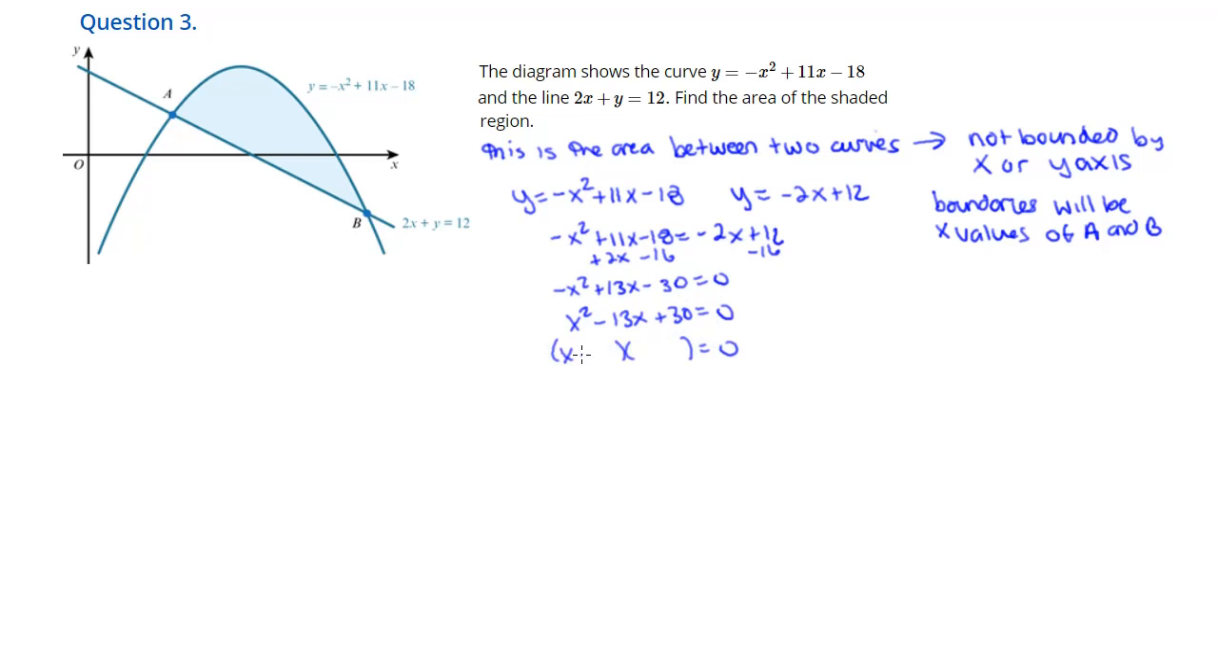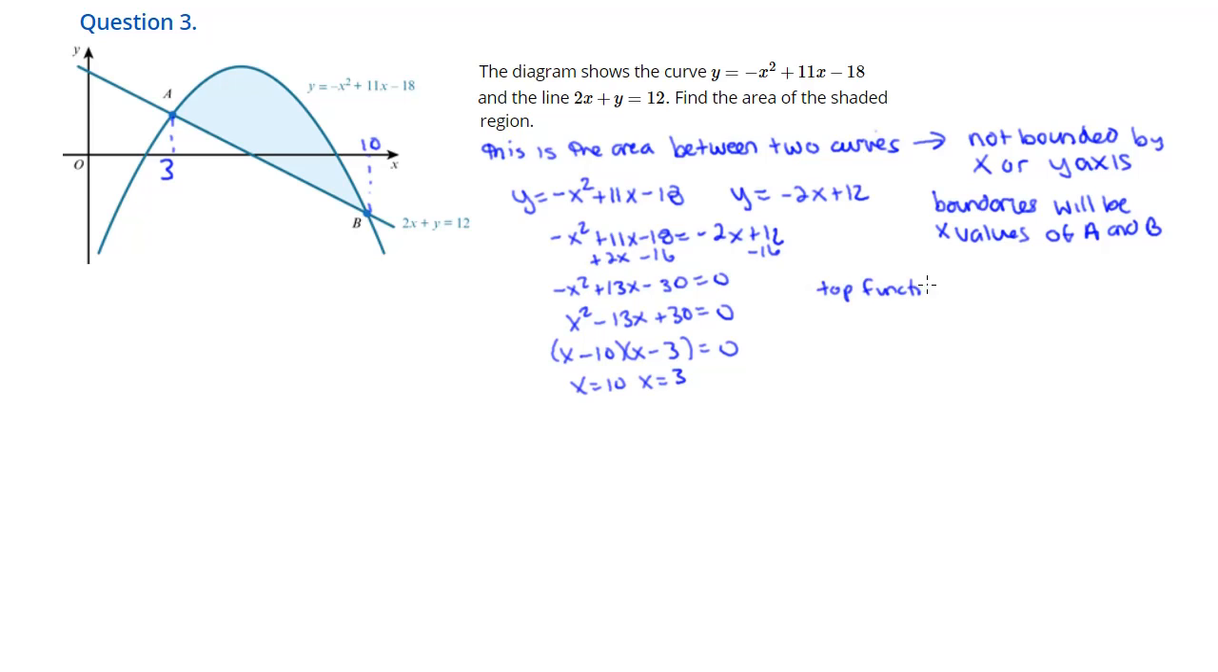And now I can factor it, and I'm going to find that x is going to equal 10 and x is equal to 3. That makes this point right here 10 and this point 3. All right, so those are our boundaries. And so now all I've got to do is set it up.